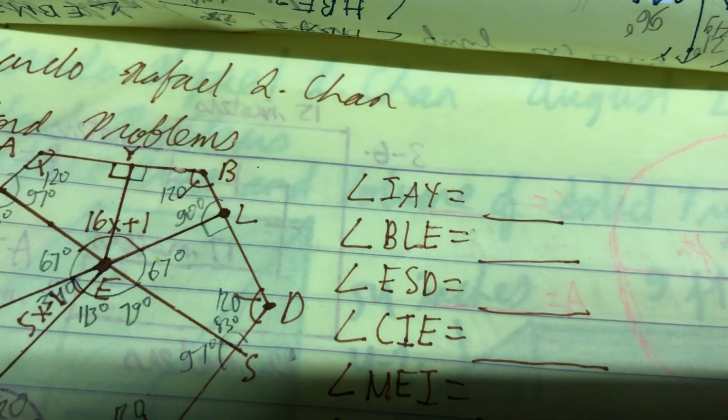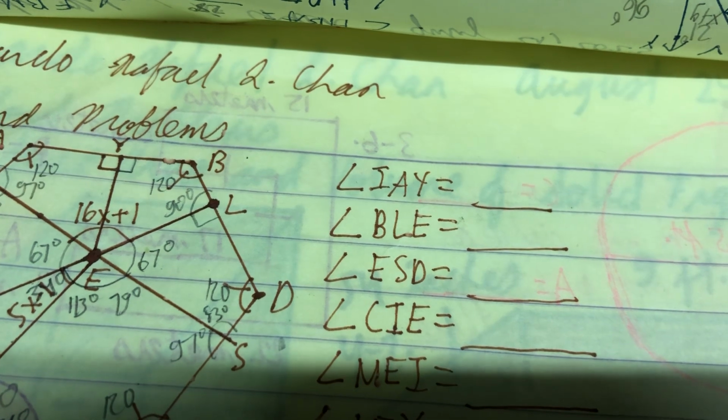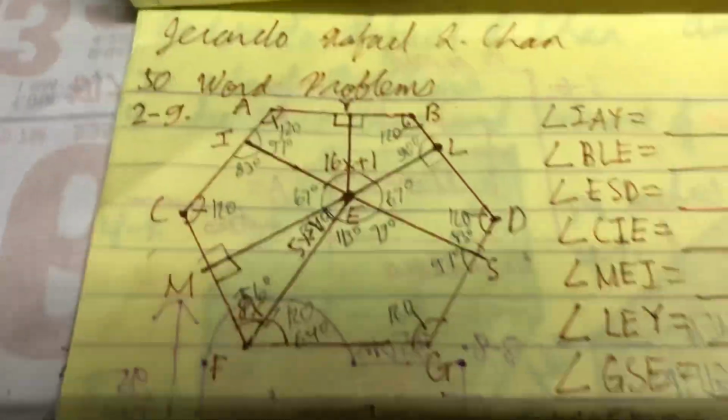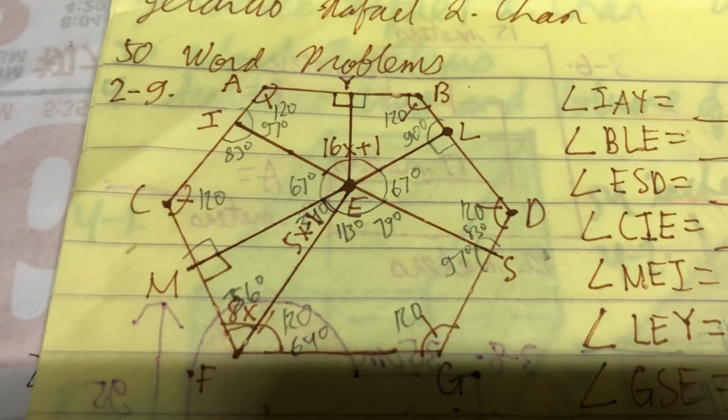Right? Let's verify if we're correct. We have 90 plus 120 equals 210. 210 plus 67 equals 277. 277 plus the last 83. Will it still yield 360? If it does, we got the right answer. Thank the Lord, we got 360. So therefore, it is correct. And now, we solved the puzzle.